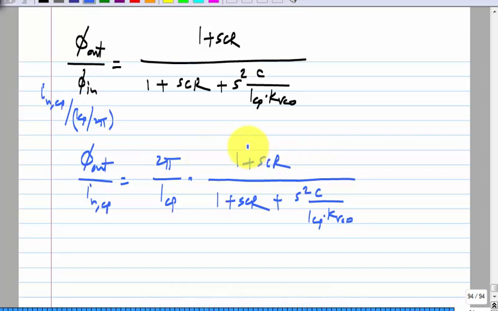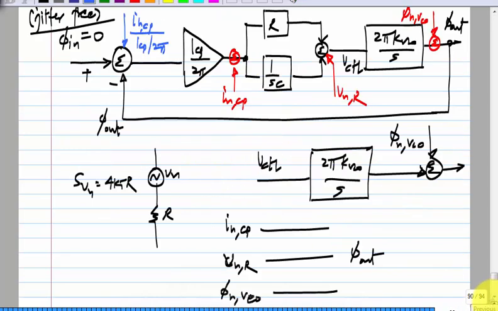So, this is easy to see, it will be a low pass thing. What about this VNR?